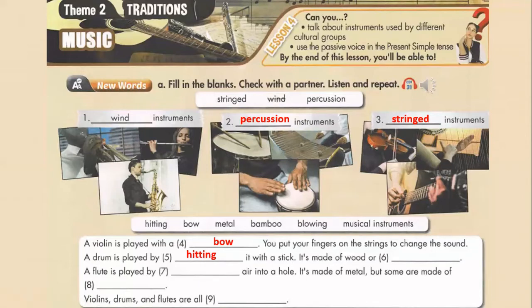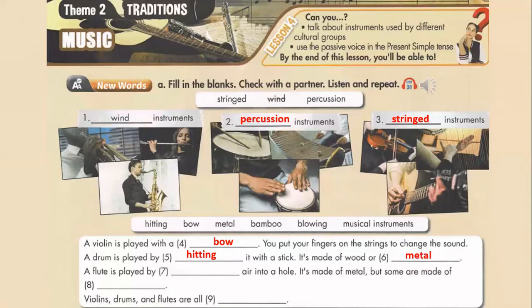Next, it's made of wood or metal, okay? So the stick is sometimes made of wood. As we can see here in the picture, we have a stick that's made of wood, okay? But sometimes it is made of metal as well, okay?